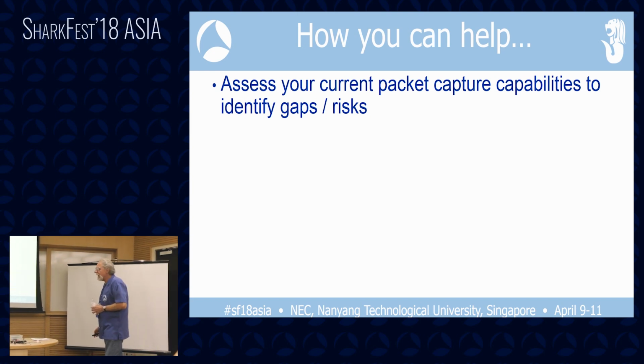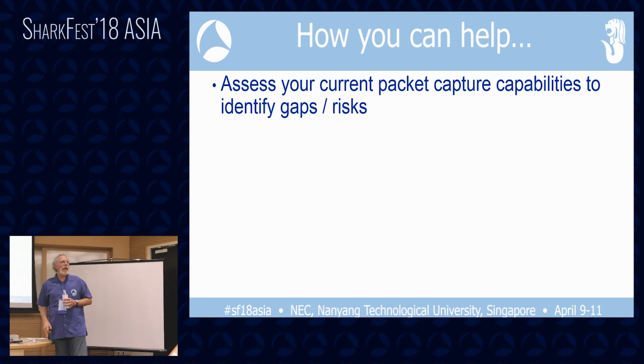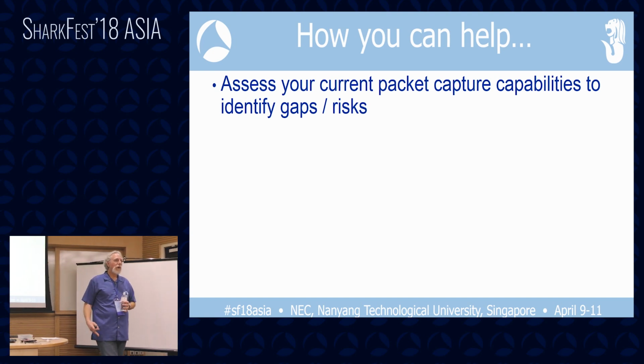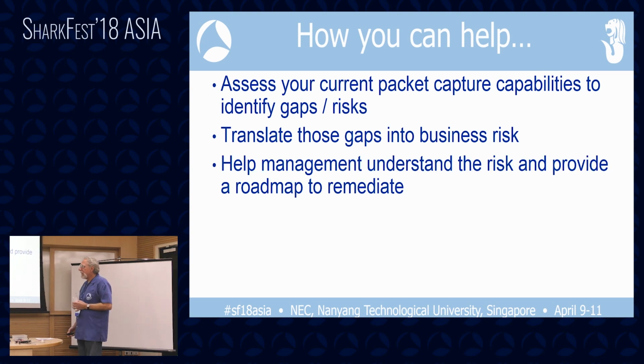You're going to assess your current packet capture capabilities, and you're going to identify gaps. And in those gaps is a business risk. Because where you don't have visibility, you can't provide support, you can't provide insight, you're behind the curve. You're going to translate those gaps into risk, and you're going to help management understand the risk and provide a roadmap to remediate. And part of what we'll do in this session is an exercise around what might that roadmap look like? And how can we simplify it and yet still make it effective?